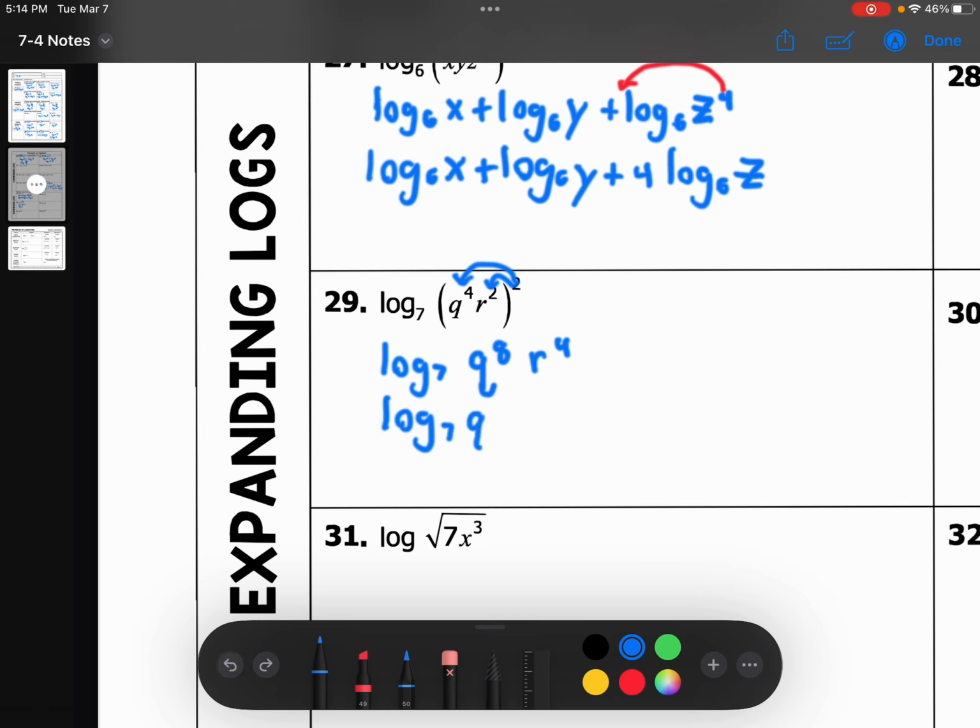This is a Q to the 8th plus log base 7 of r to the fourth. Then you can bring those powers down. So that power goes down. Okay. So it works like that.